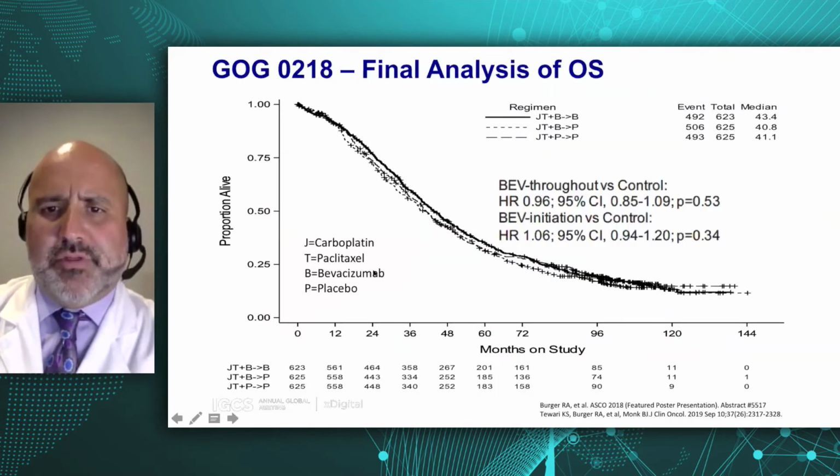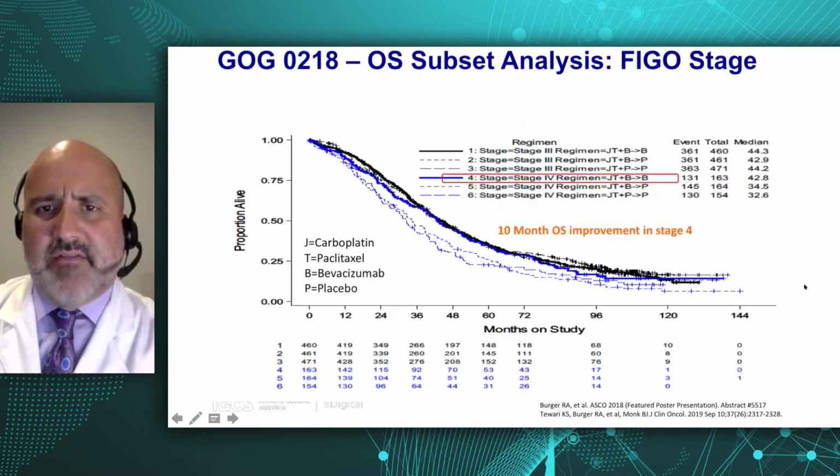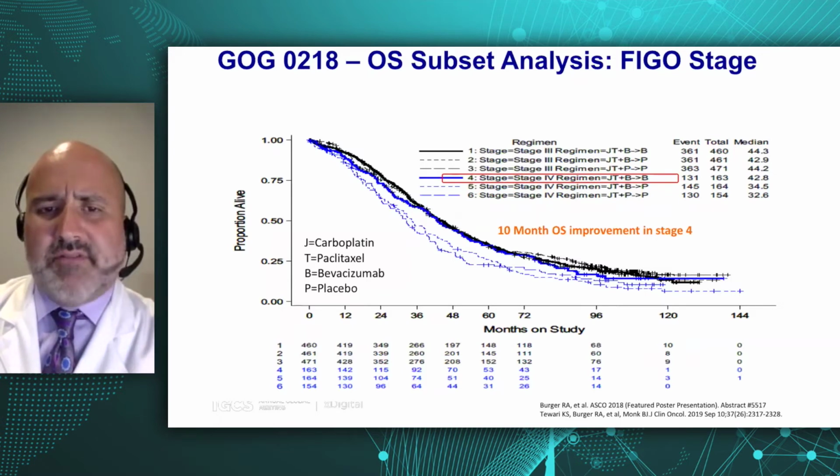Now, as we go through this, we know now in the final analysis there's no difference in the overall survival in these groups. But in unplanned sub-analysis, we did identify a high-risk group of patients, different than ICON7, but in stage 4 patients, which did show improvement of approximately 10 months in overall survival. And again, the BEV throughout arm.